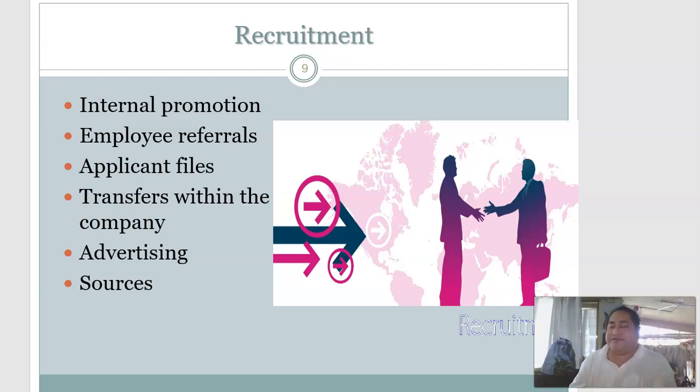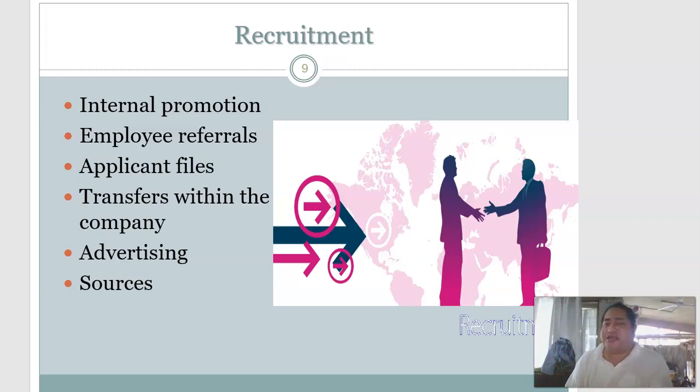Because number one, it saves a lot of money. The employee knows the corporate culture, they know the organization's goals and objectives, they already fit into the organization, so it's easy for them to be transferred or promoted to a particular job. Employee referrals, this is when an employee is transferred from one hotel chain to another with the same company, that's what employee referrals mean.